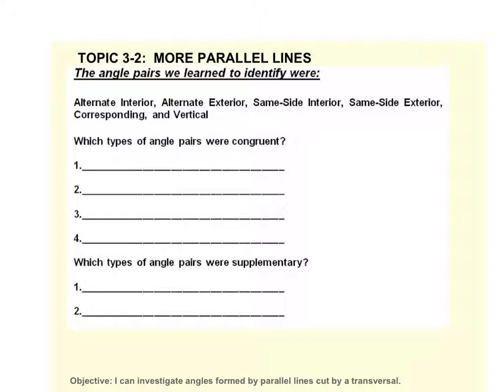So for our notes for today, we are on topic 3.2. If people are not ready, please pause the video and allow them to get their notes out. So we have all of the angle pairs we talked about on Friday right here, and they ask us which types of angle pairs were congruent.